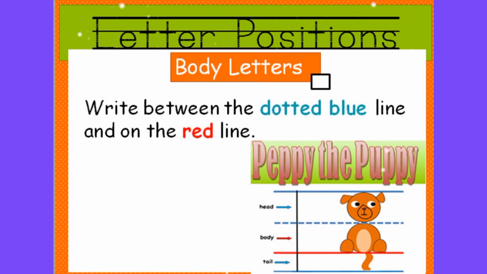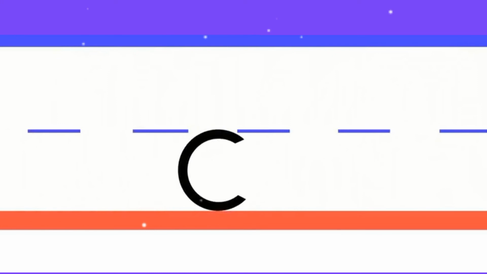Now let's write our letters like Peppy the puppy. Always remember that with body letters, you write between the dotted blue line and the red line. Let's try our letters like Peppy the puppy. Write the letter C in your Penmanship Puppy Lines book. Now, let's try it on the paper.